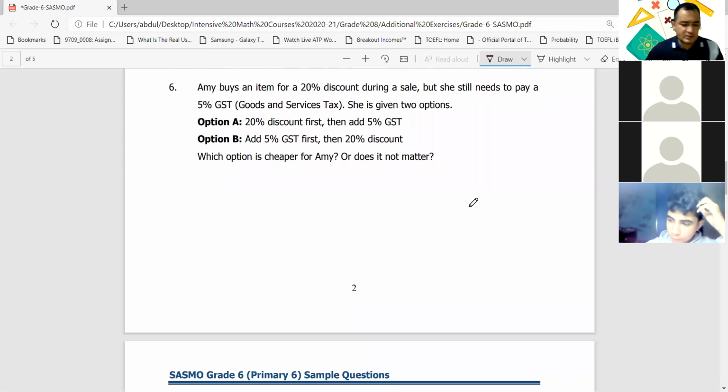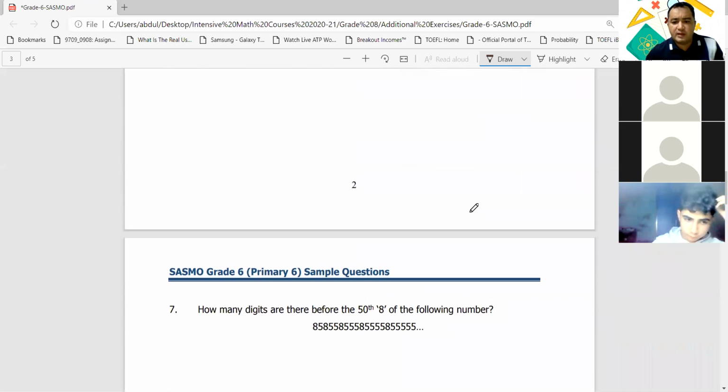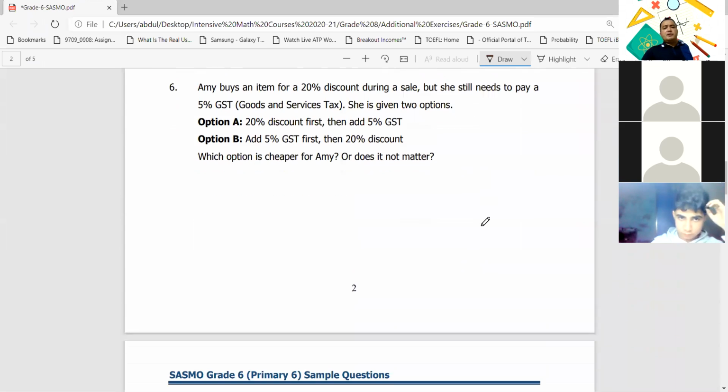Next question, let's solve this question together, and you will do the next one, because it's a business question, I think. Amy buys an item for a 20% discount during a sale, but she still needs to pay a 5% GST, goods and services tax.